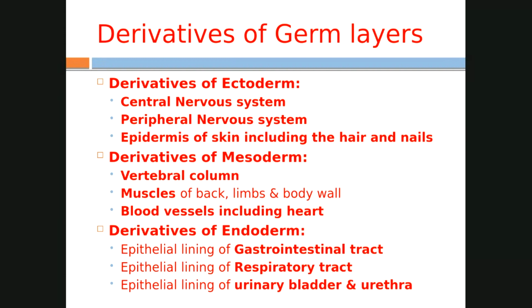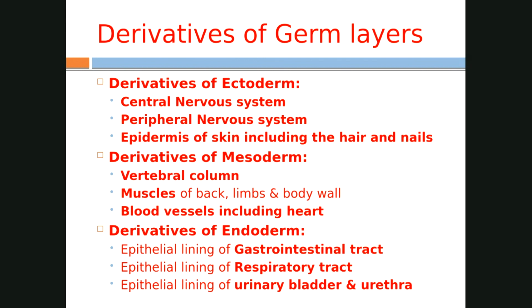What are the derivatives of the mesoderm? Mesoderm gives rise to the vertebral column, muscles of the body, and blood vessels including the heart. So the heart and the blood vessels develop from mesoderm. The vertebral column develops from mesoderm. Muscles of the body develop from mesoderm, usually the back, limb, body wall, etc. These are some of the important structures developing from mesoderm.